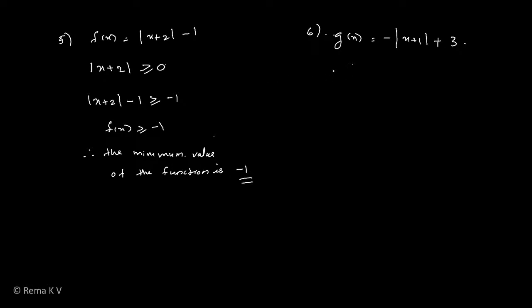Try to do this one yourself and give your answer. g of x is given as minus of modulus x plus 1, plus 3. Find out whether a maximum or minimum value is there. If so, which is the value?